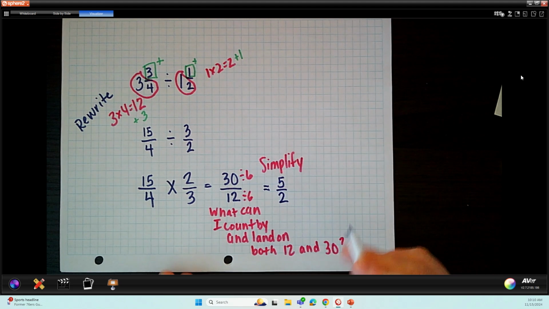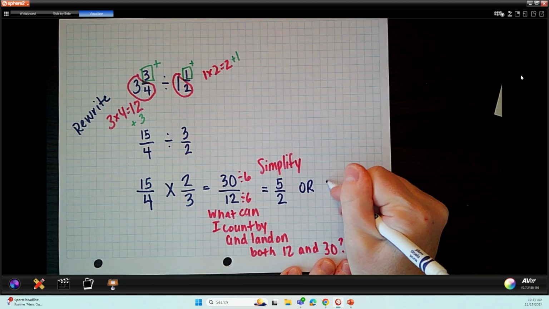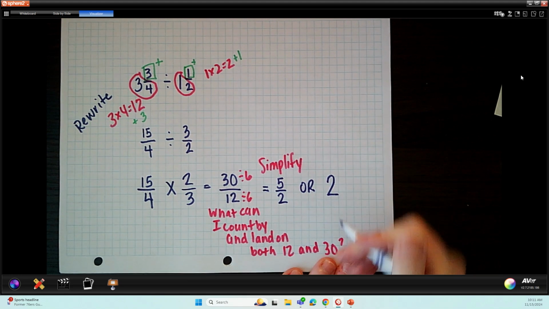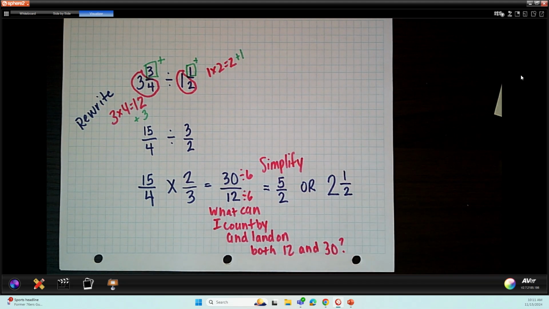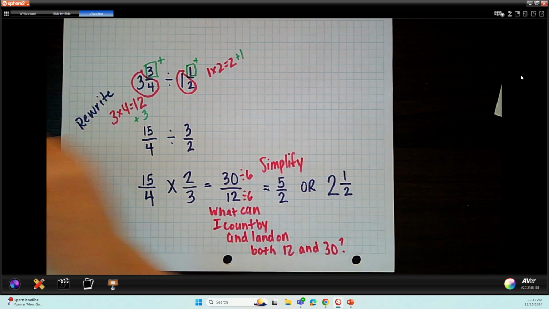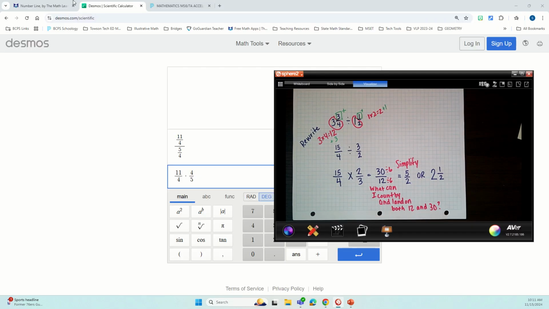Now, we can leave it in this form, or we can rewrite it. How many 2's make a 5? 2. 2 times 2 is 4 with 1 left over. 2.5. They mean the same thing, so we could do either one. All right, again, lots of steps. Let's go into the number line tool.